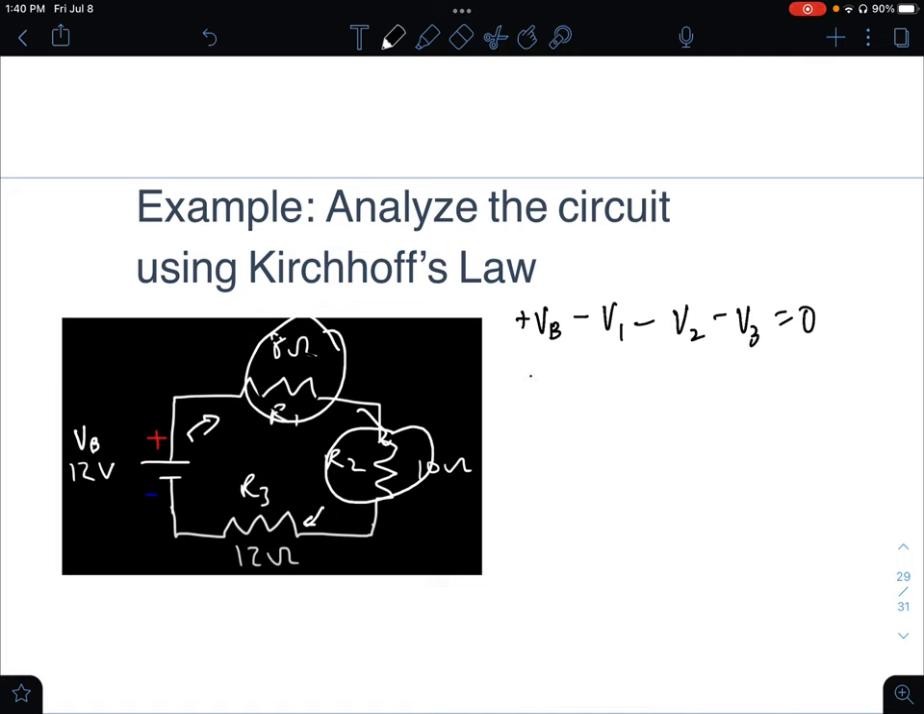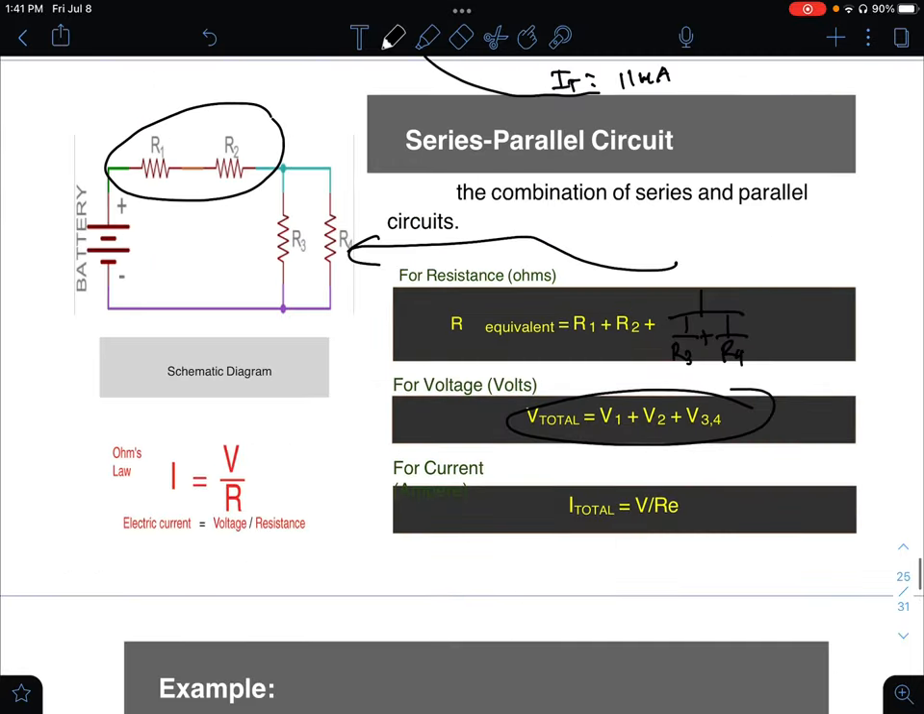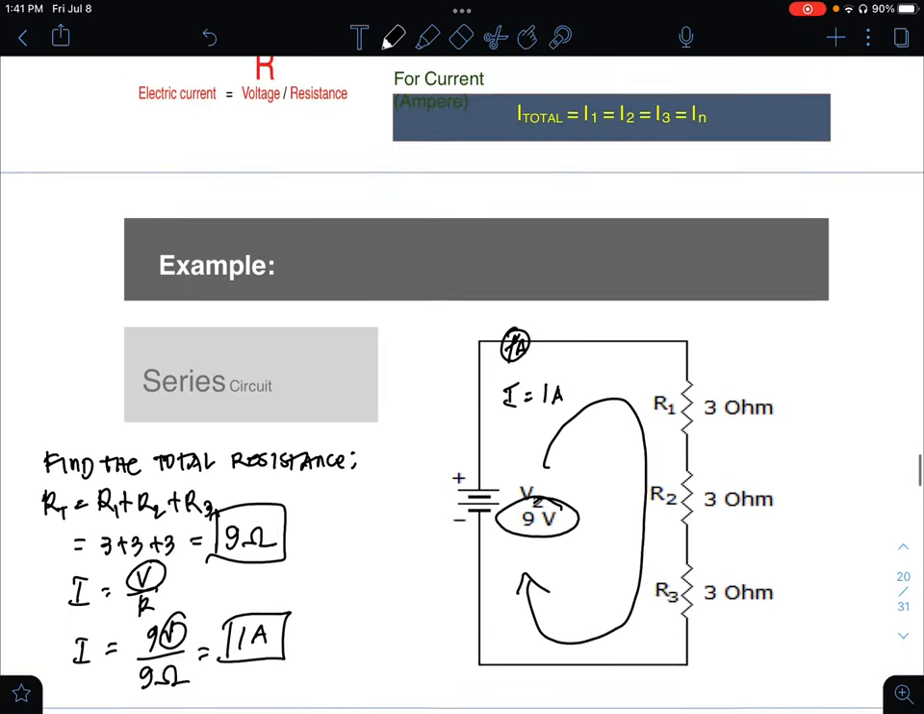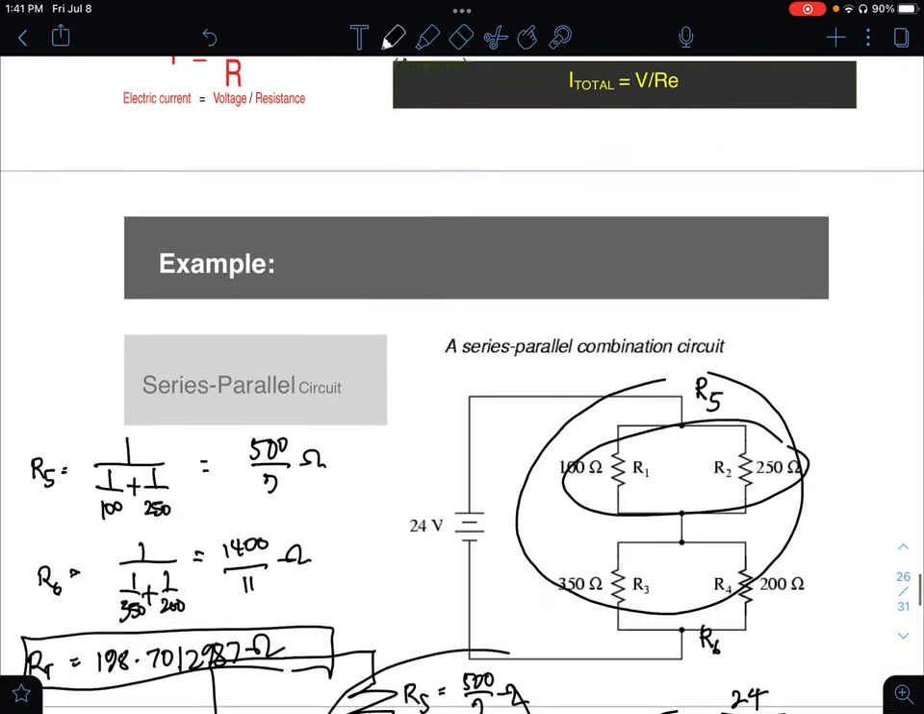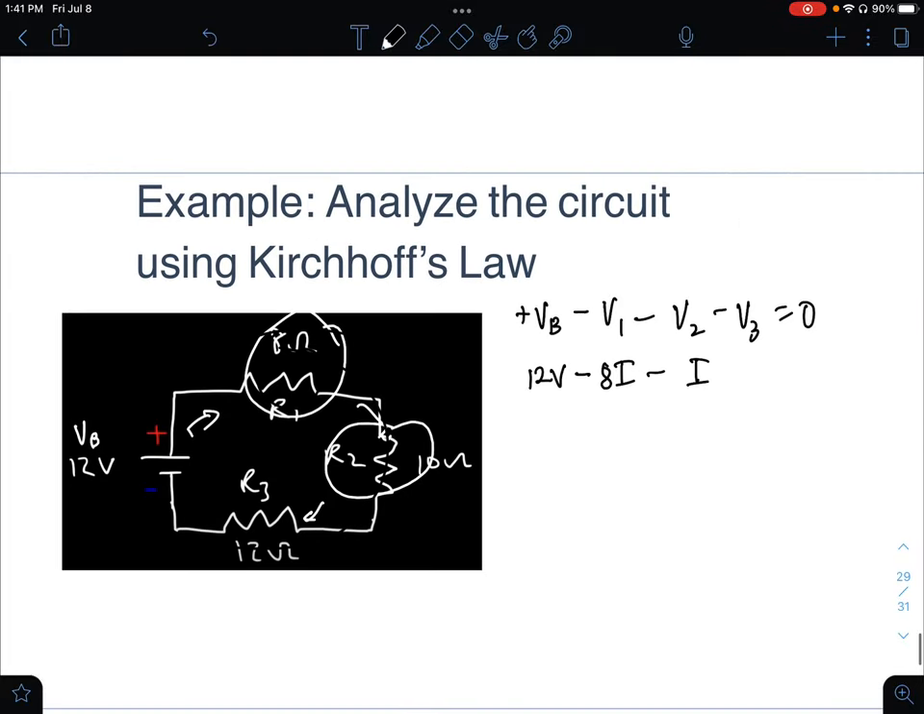So, VB natin is 12 volts, minus, according to Ohm's law, V is equal to IR, mga pinaka-importante. So, ang I nato is not known, so that's I. And our resistance is 8. I1, similar lang po I, kasi this is a series circuit, right? Series circuit siya. So lahat ng current na papasok is similar here in this series circuit. So lahat ng current pare-pareha lang. So hindi na natin need pangalanan I1, I2, I3 kasi same currents ang dadaan.